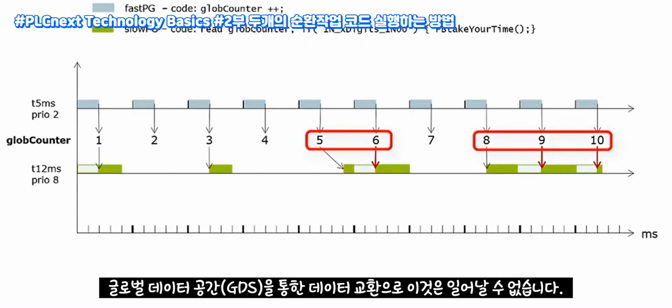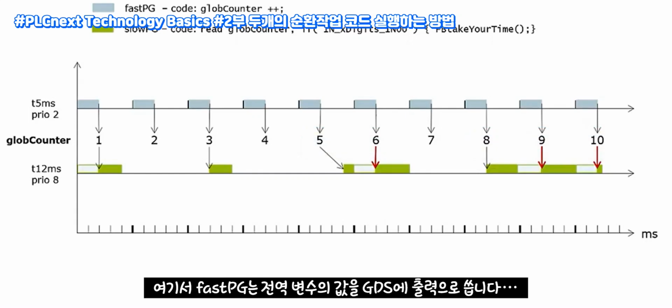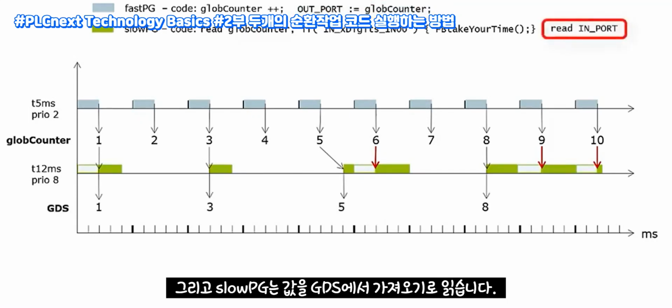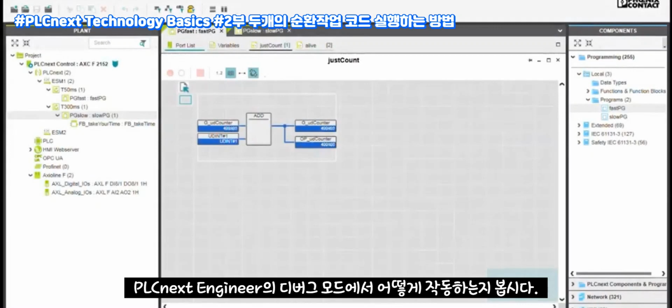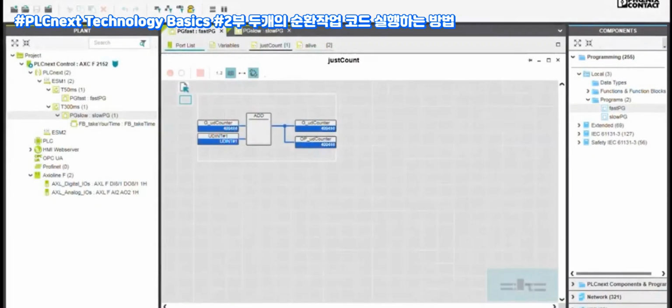With data interchange via the global data space, the GDS, this can't happen. Here the FastPG writes the value of the global variable as output into the GDS, and SlowPG reads the value as import out of the GDS. Let's see how that works in debug mode of PLCnext Engineer.